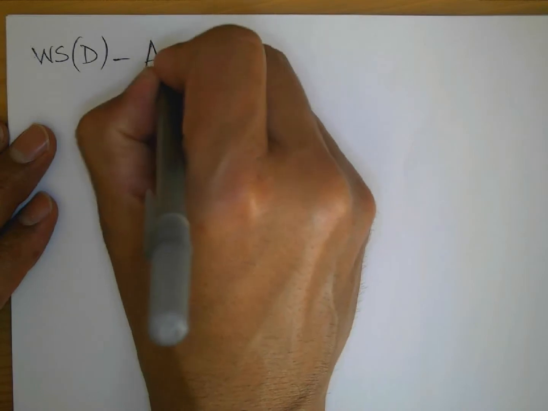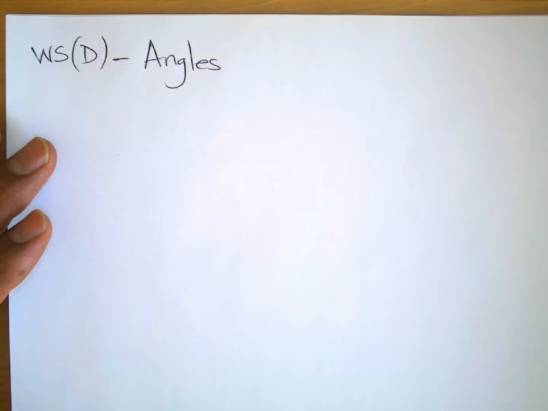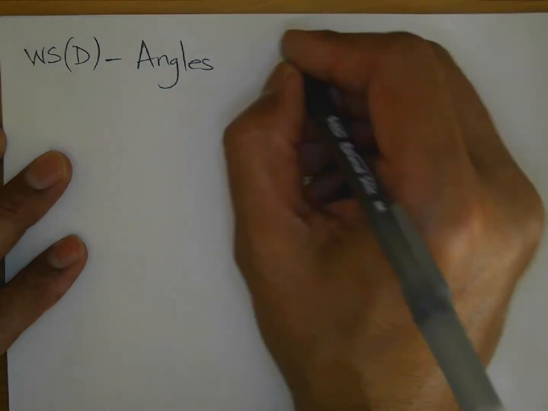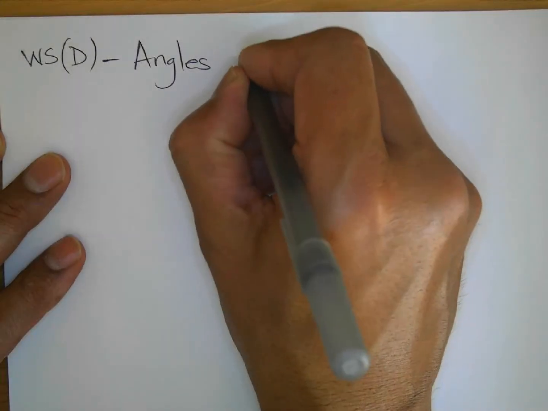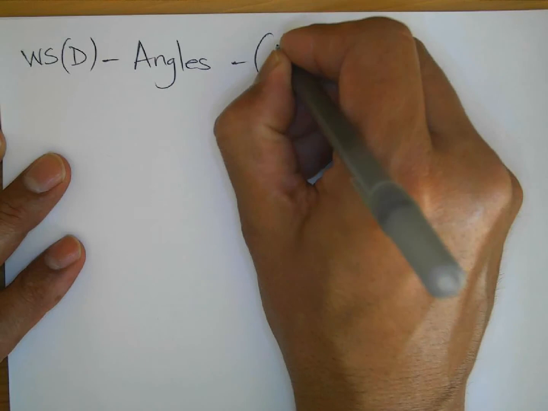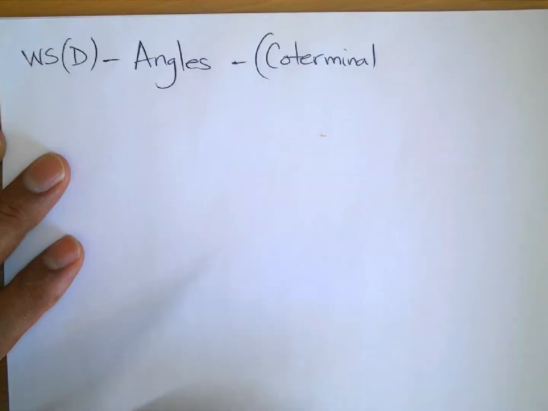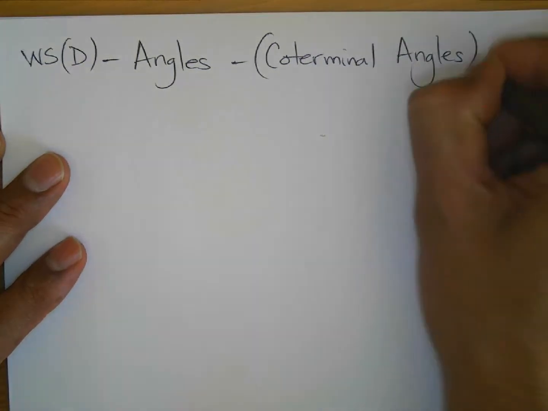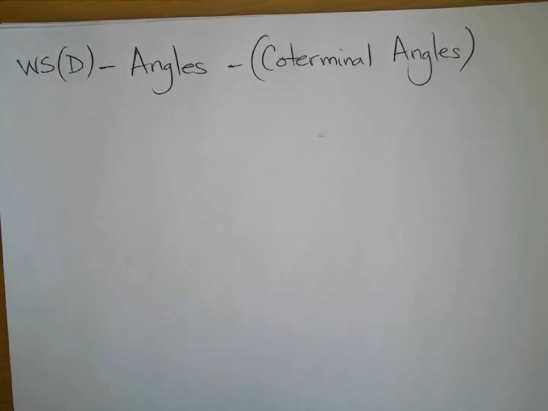Angles, right? We're still drawing and learning different parts and properties of angles. This section on angles, this assignment is going to deal with coterminal angles. Coterminal angles. Okay. Oh, and these are the notes.